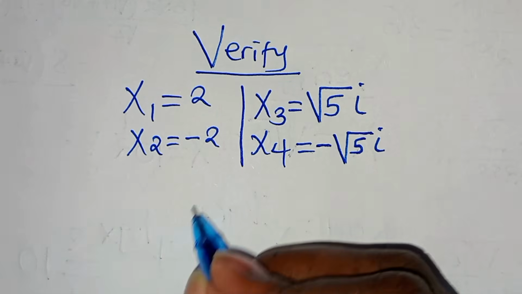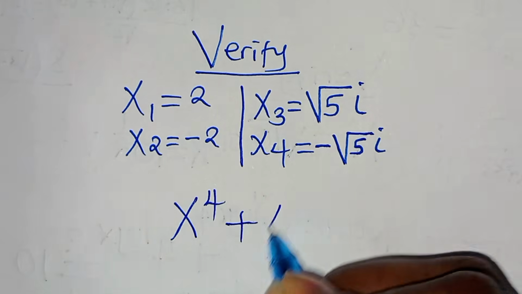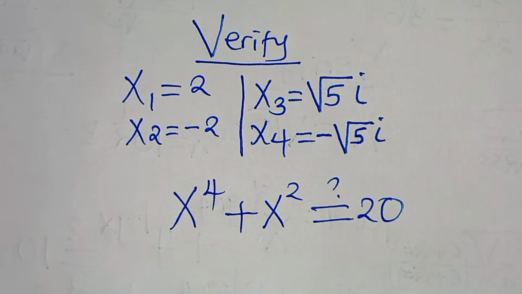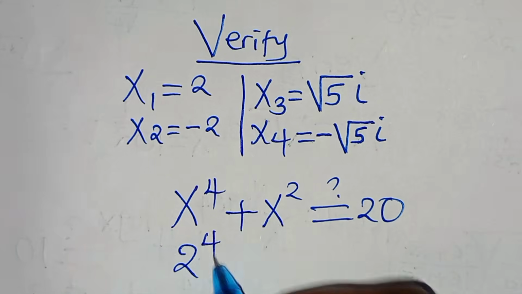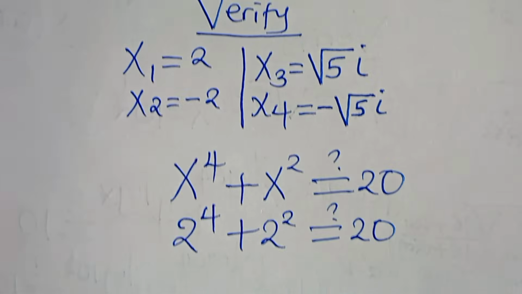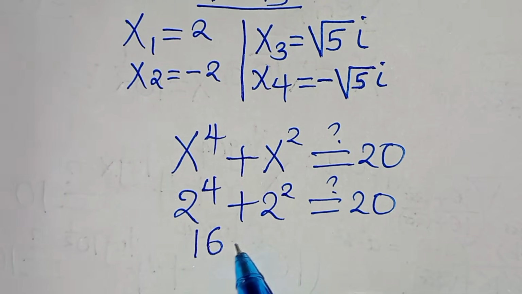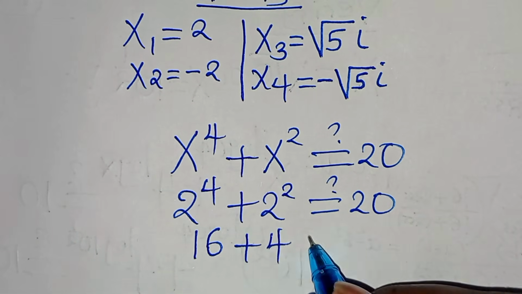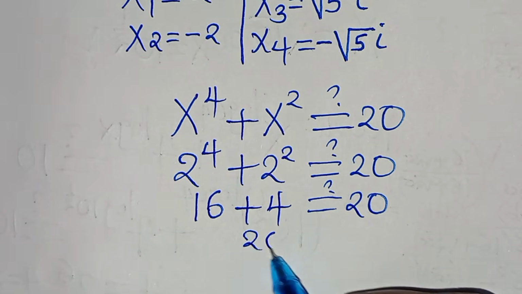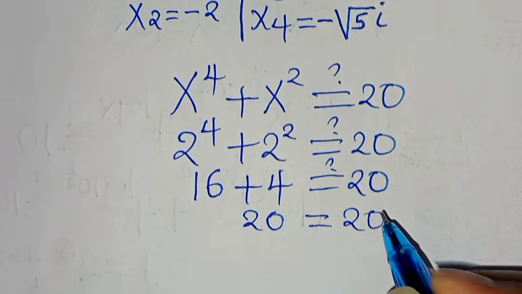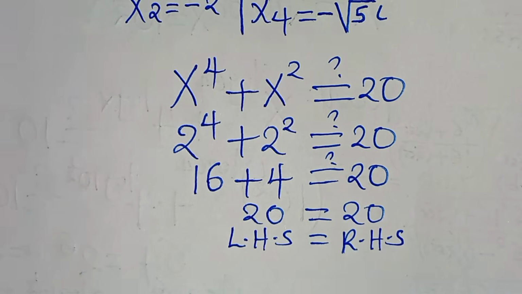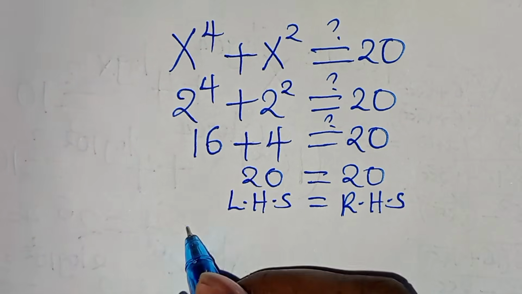Now, if you recall, we have x to the power of 4 plus x to the power of 2. This should give us a value of 20. Starting with x1, which is 2, we have 2 to the power of 4 plus 2 to the power of 2. So 2 to the power of 4 is 16, plus 2 to the power of 2, which is 4. 16 plus 4 is equal to 20, which is equal to 20. So the left hand side is equal to the right hand side, and this proves that x1 satisfies the equation.